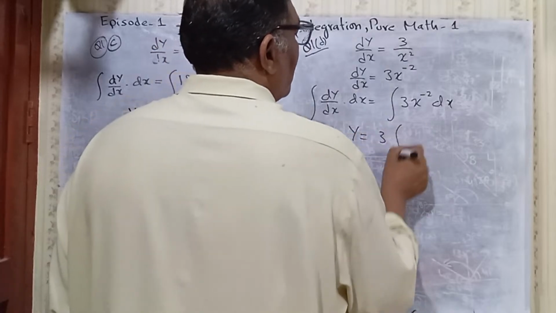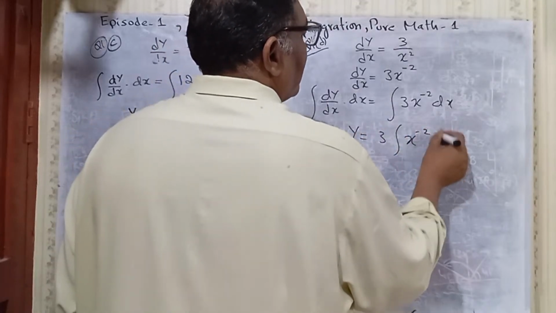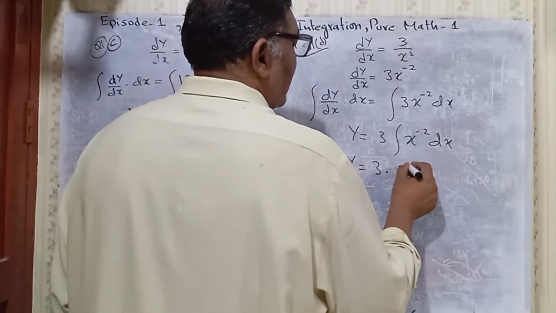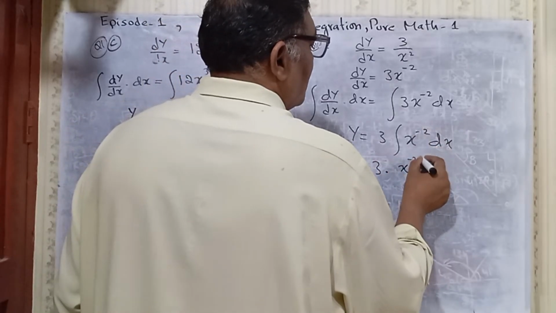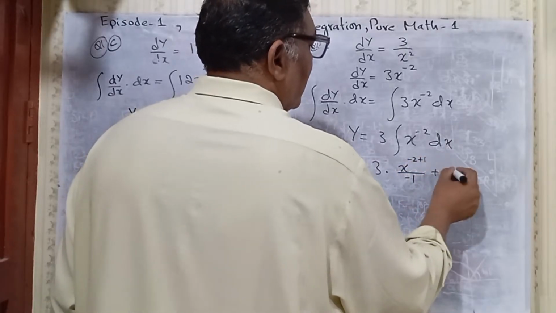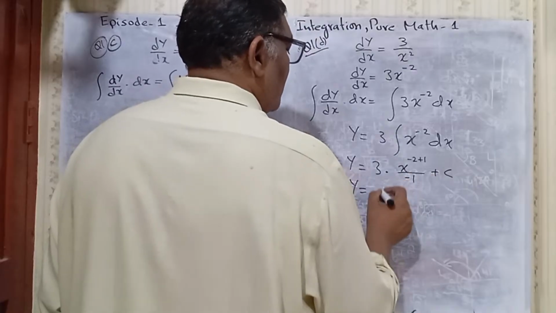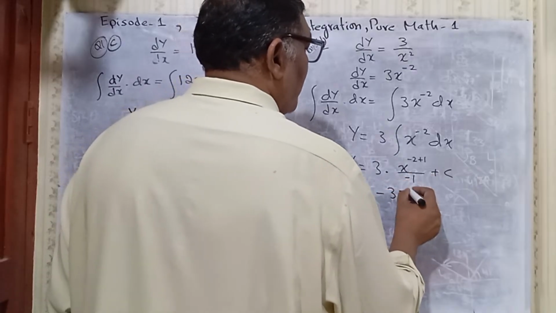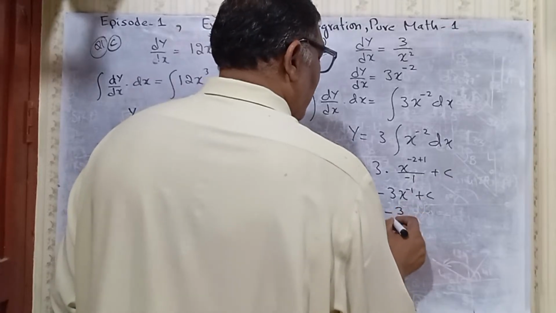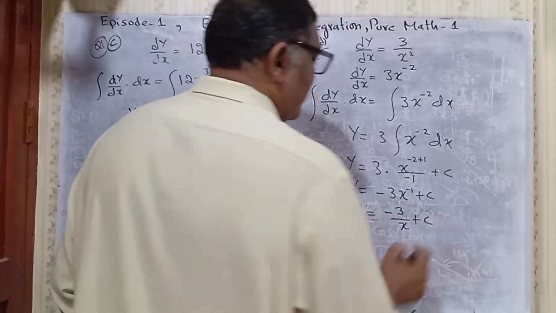This 3 will come outside. X raised to power minus 2 plus 1 divided by, this will be minus 1, so divided with it, plus c. So y will be equals to minus 3x raised to power minus 1 plus c. So y will be equals to minus 3 divided by the x plus c.